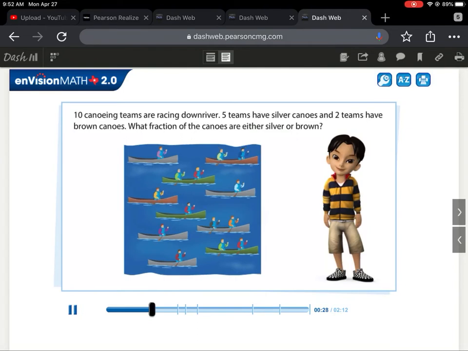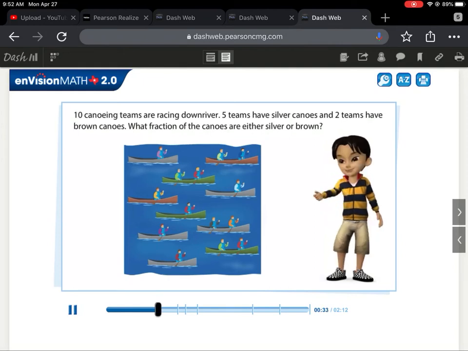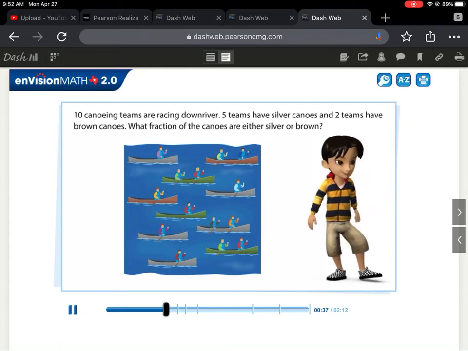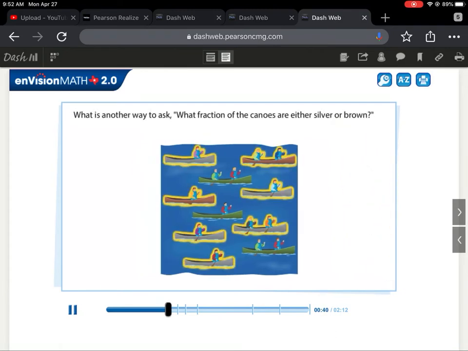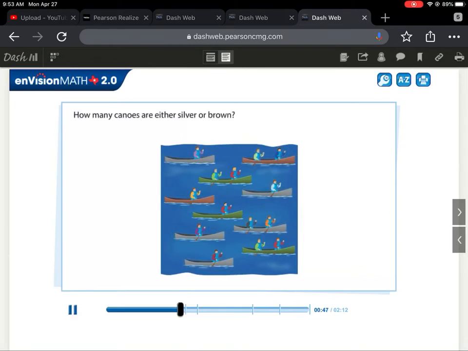2 teams have brown canoes. What fraction of the canoes are either silver or brown? Either is a very important word in that last sentence. What is another way to ask what fraction of the canoes are either silver or brown? How many canoes are either silver or brown? What operation can be used to find the fraction of canoes that are either silver or brown?